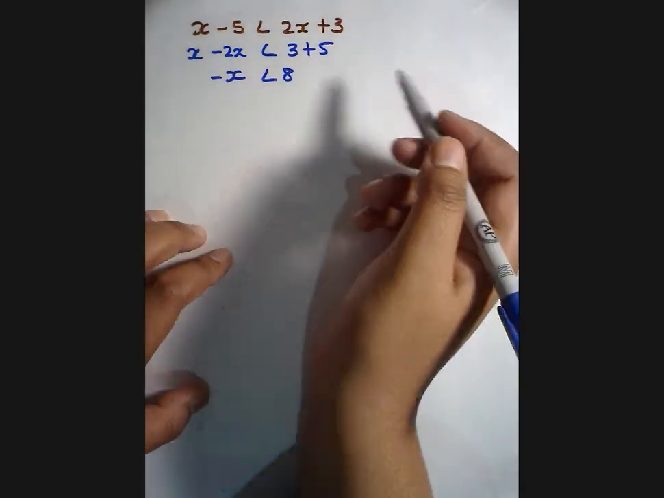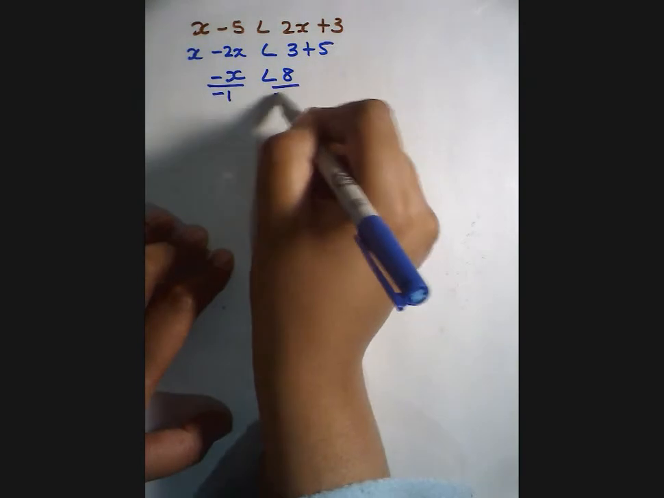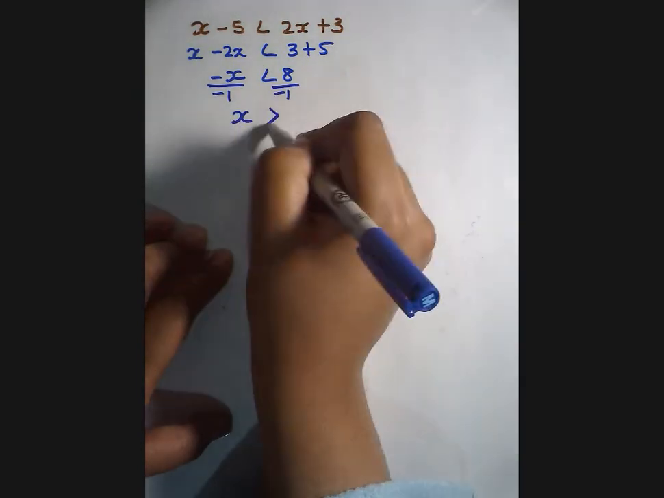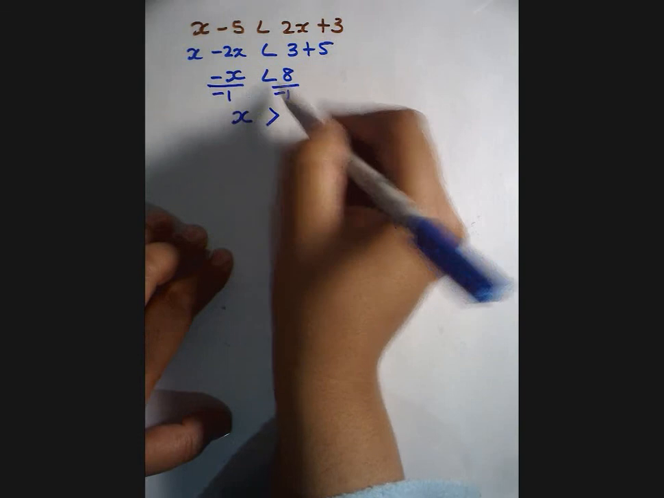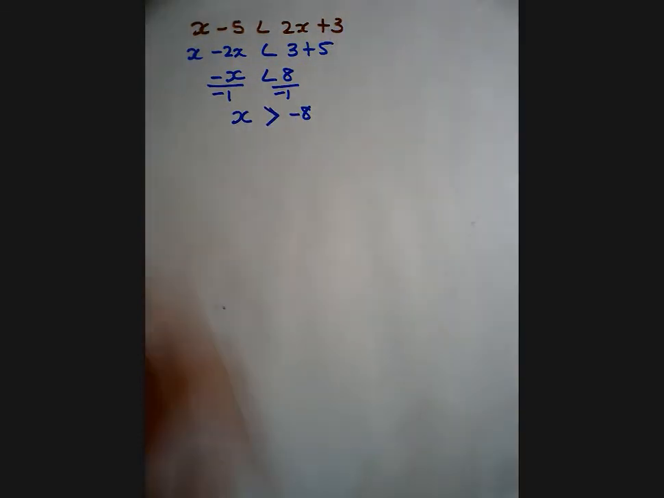Now remember, when you divide both sides by a negative, what happens to the sign? It changes. It changes to the opposite. So from a less than it went to a greater than, minus 8. So that's set builder notation.